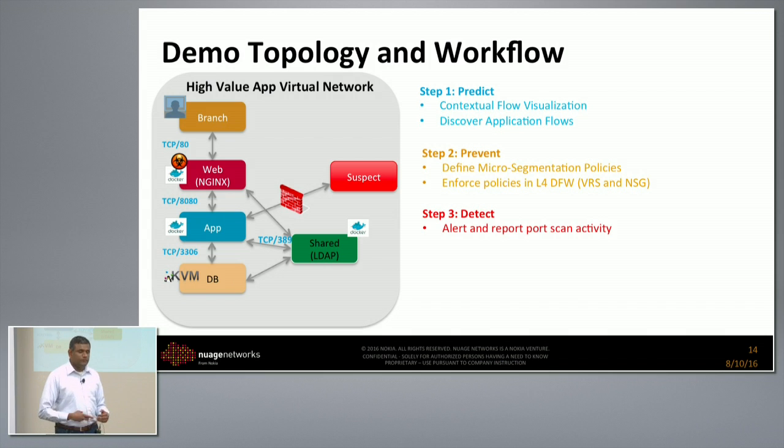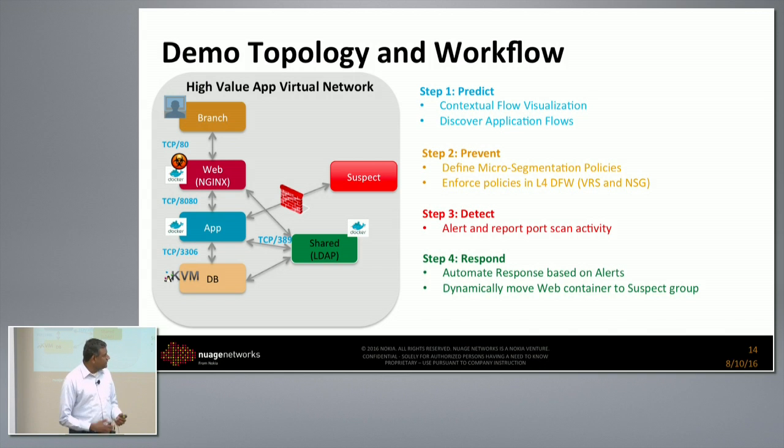The third step is we're going to do a port scan. While we have the policies, an alert will come up, and based on that, we're going to automatically respond within the system. The response here is moving the infected or likely infected web container into a suspect zone. Again, this is not quarantining. This is to selectively treat the traffic in a special manner, whether through an IPS or a next-gen firewall. In this case, we'll steer the traffic through a next-gen firewall.